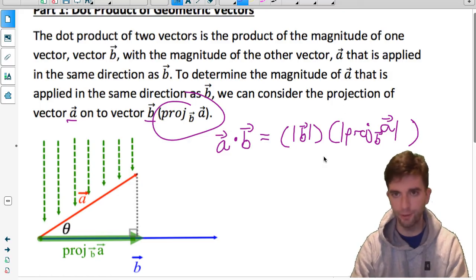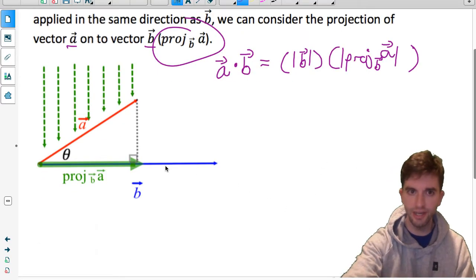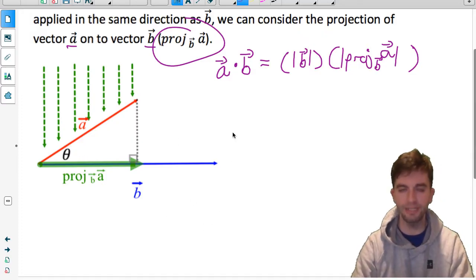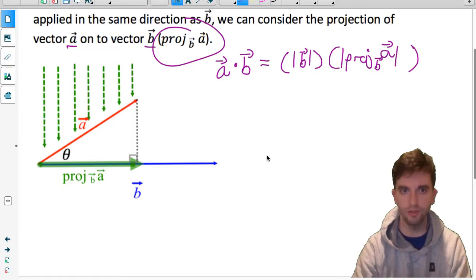And how are we going to figure out the magnitude of the projection of vector A onto vector B? Well, if we look at this diagram, we can use some SOHCAHTOA to figure it out. But I guess I should backtrack and talk to you about what the projection is. What does that look like?